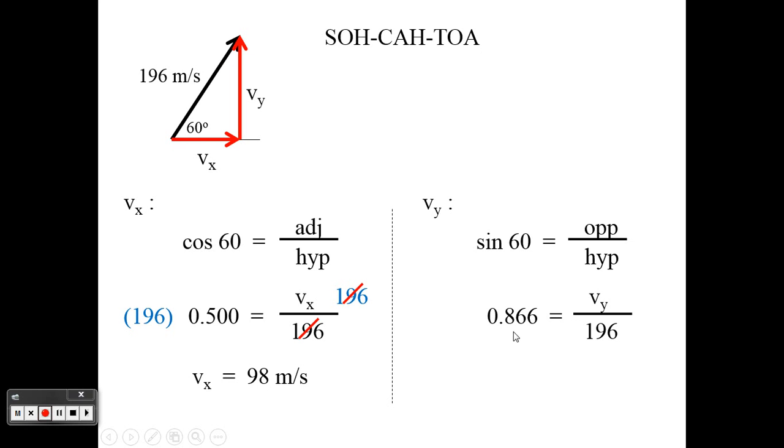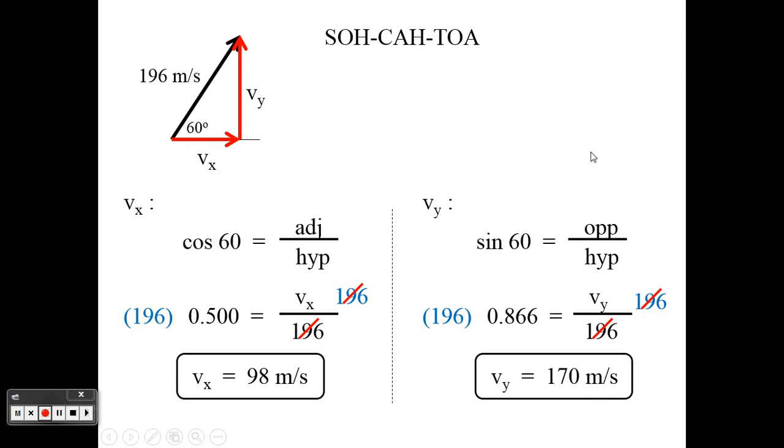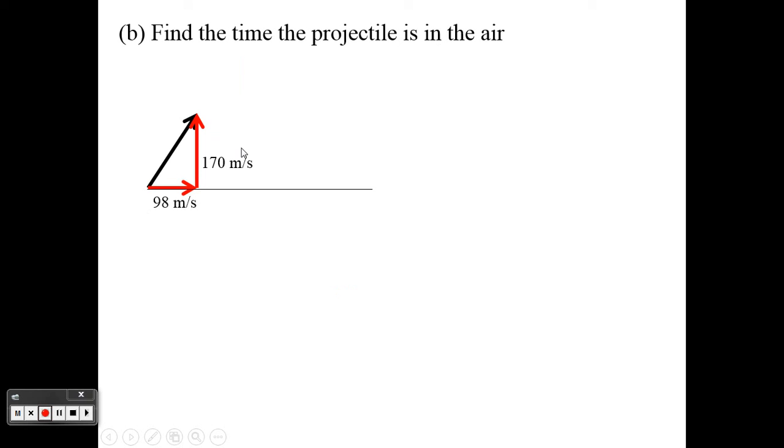Sine of 60 is 0.866, which equals V sub y over 196. Multiply by 196, and it yields an answer of 170 meters per second. So those are our two components. Okay? All right. Part B.